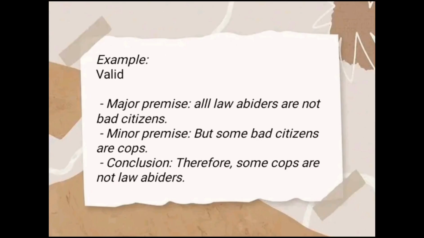So ito naman yung valid example. Major premise, all law-abiders are not bad citizens. Minor premise, but some bad citizens are cops. Conclusion, therefore some cops are not law-abiders. So, this argument is valid kasi the major premise is universal. The major term is law-abiders and the premise states that all law-abiders are not bad citizens. This is a universal statement.